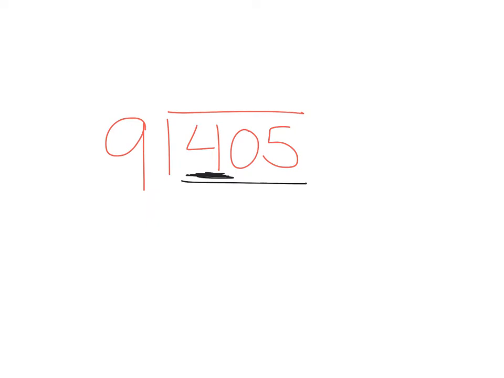The first thing we need to ask ourselves is, is 4 bigger than 9, our outside number? And we know that it is not. 4 is less than 9. Therefore, we cannot make 9 equal groups, or even just 9 groups, with only 4. So we need to then look at the tens place. So now we have 40. Can we make 9 groups with 40? Yes. Now we know that they aren't going to be equal groups.